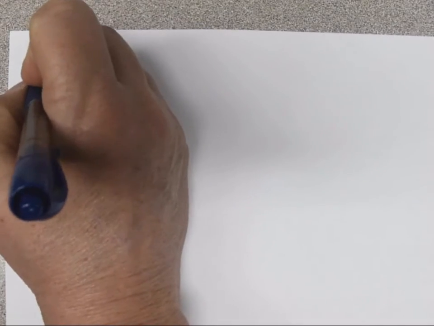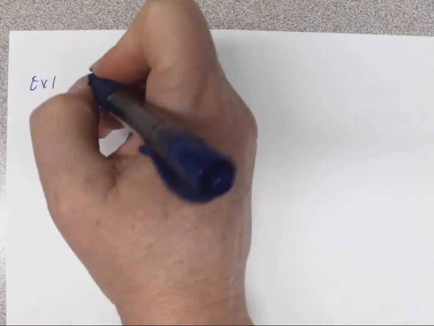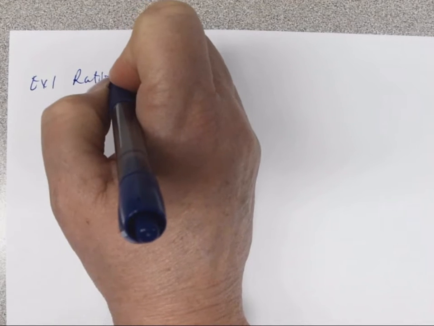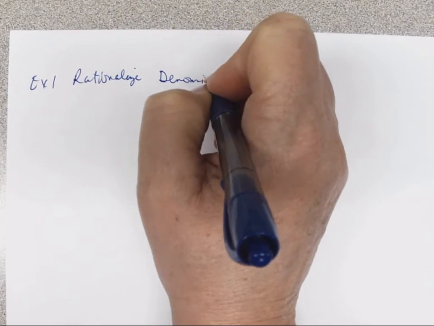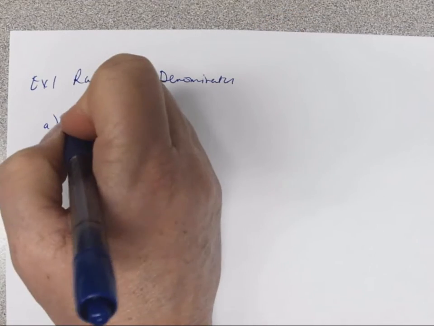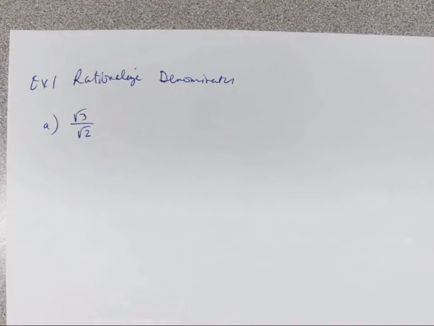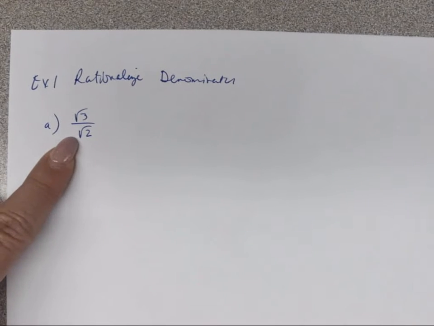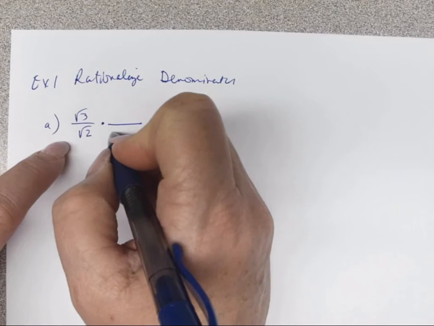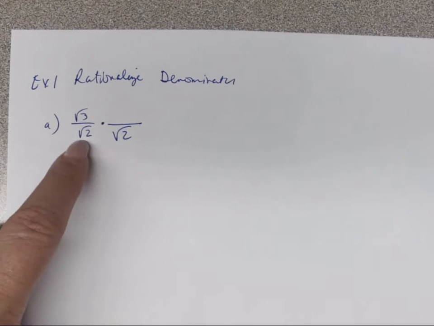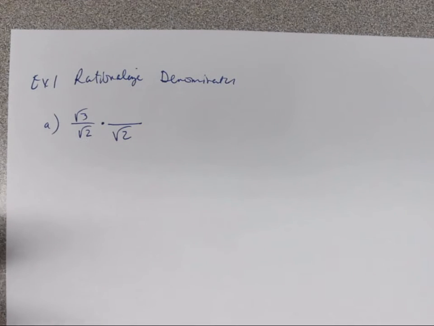All right, so let's do some examples. For example 1, we are going to rationalize the denominator. For part A, we have square root of 3 over the square root of 2. I can't have a radical in my denominator, so square root of 2 is the issue. But if I multiply it by the square root of 2, square root of 2 times 2 would be the square root of 4. I create a perfect square.